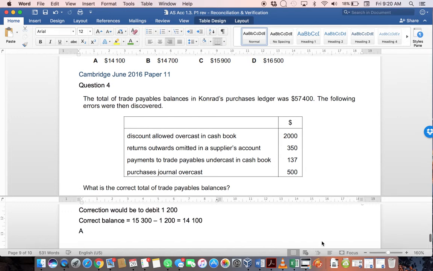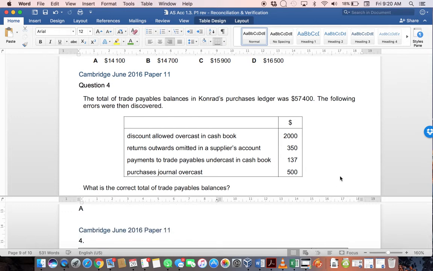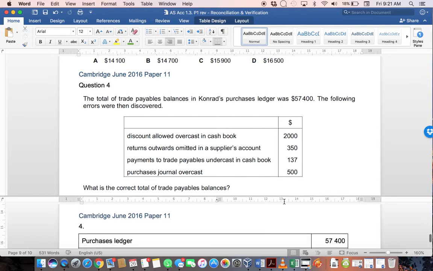Let's look at question 4 of June 2016, paper 1-1. The total of trade payables balances in Conrad's purchases ledger was $57,400. The following errors were then discovered. The question asks, what is the correct total of trade payables balances? In other words, what do you need to do to fix the total over here? So this is what he worked out, but it was incorrect. So obviously we will start with that amount there, the incorrect amount in the purchaser's ledger.